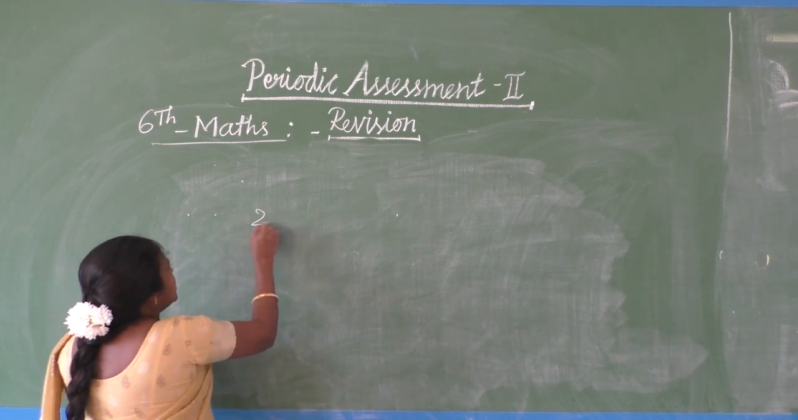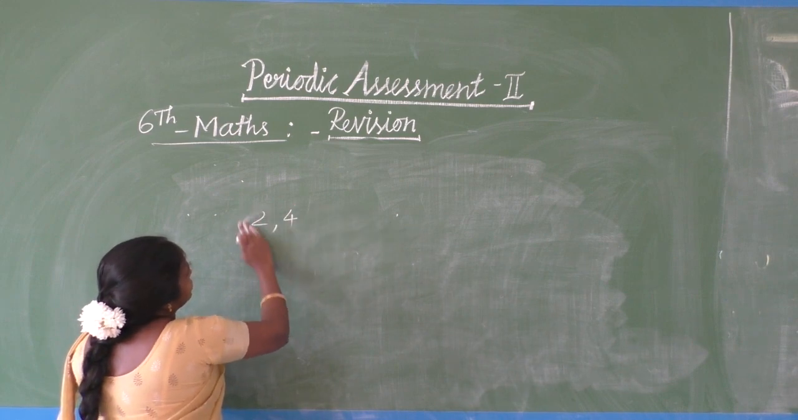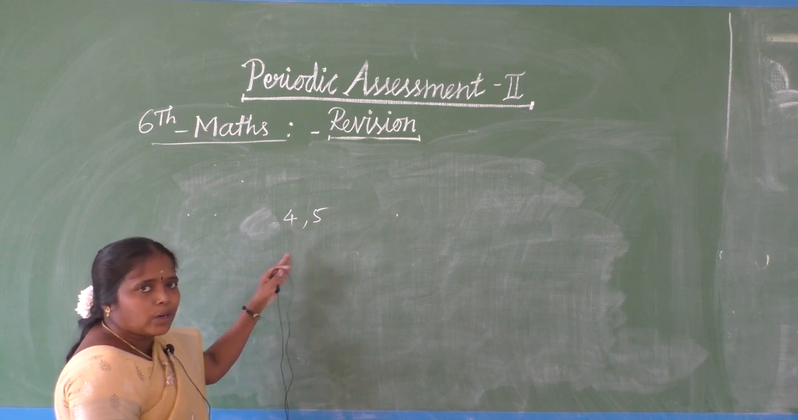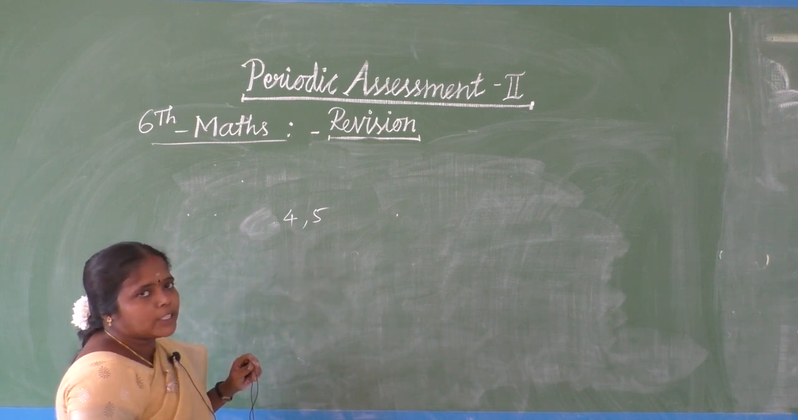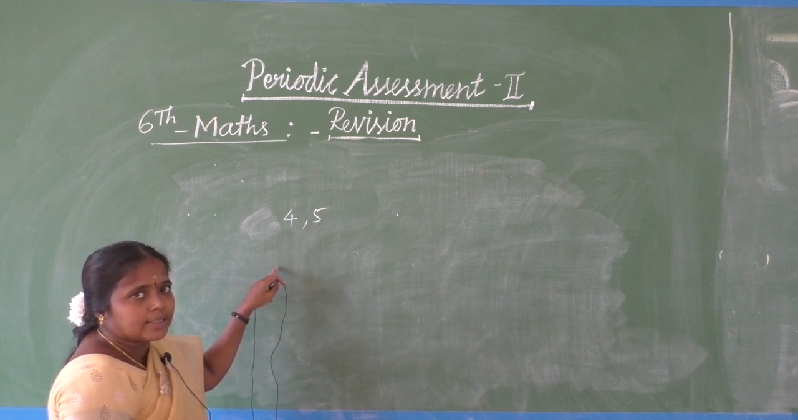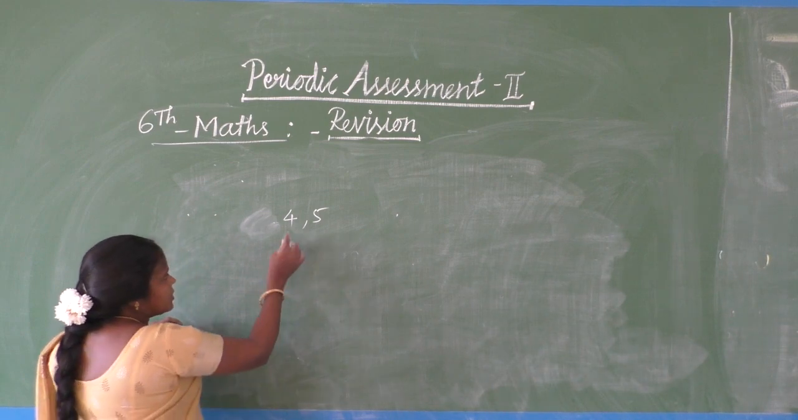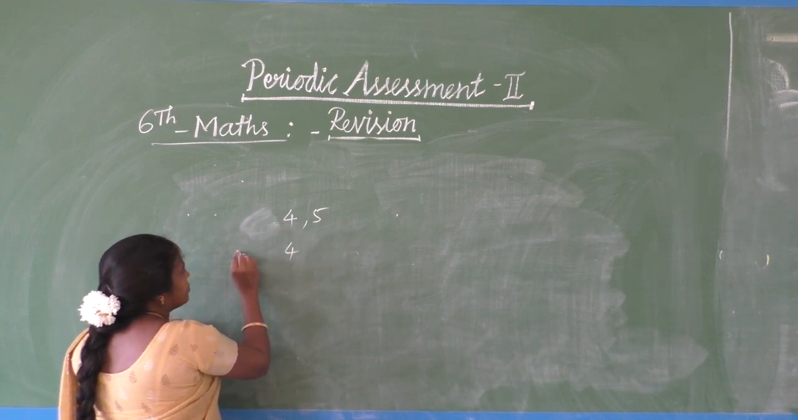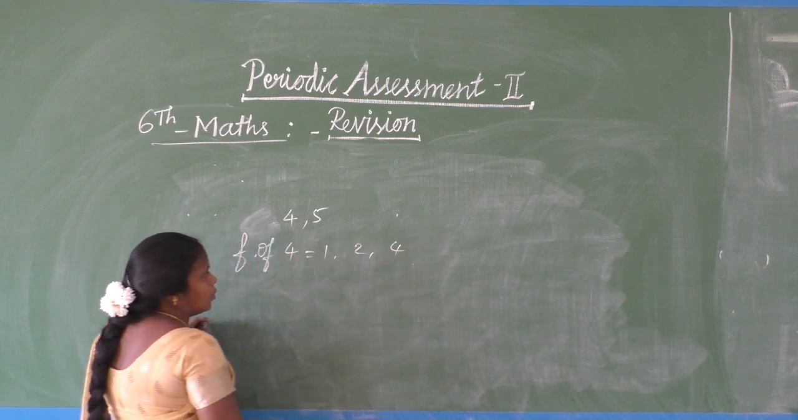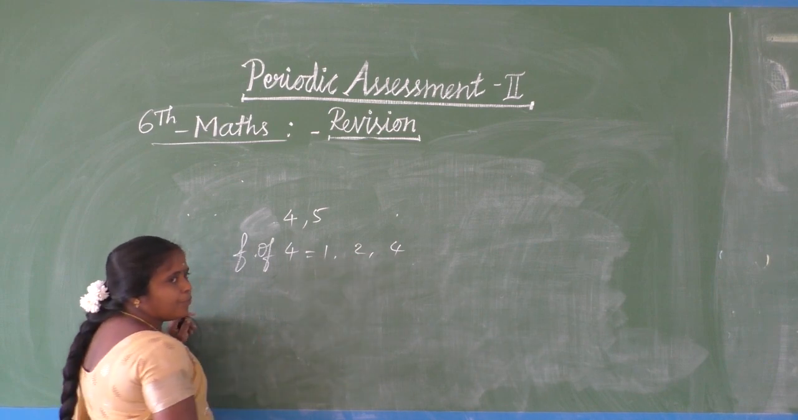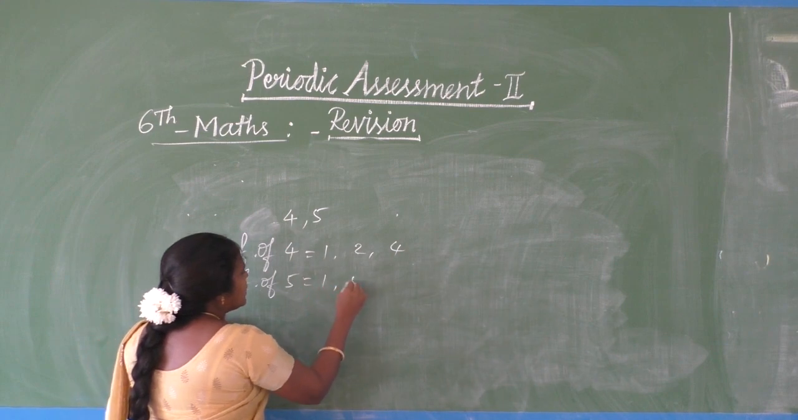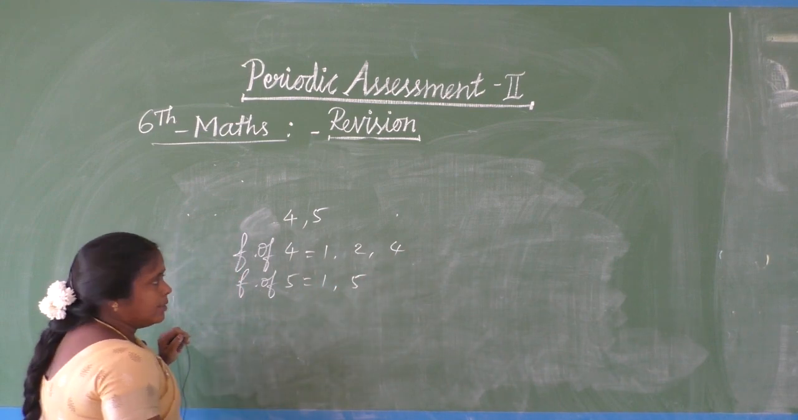For example, take 4 and 5. They are natural numbers and also consecutive naturals. What common factors do they contain? We will see now. First write the factors of 4: 1, 2, 4. 1 4 is 4, 2 2s are 4. Factors of 5 are 1 and 5. 1 5 is 5. That's all.